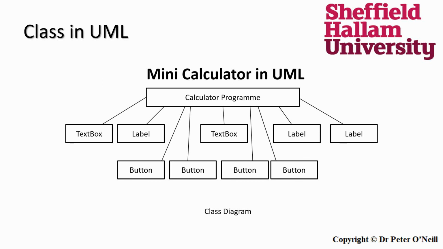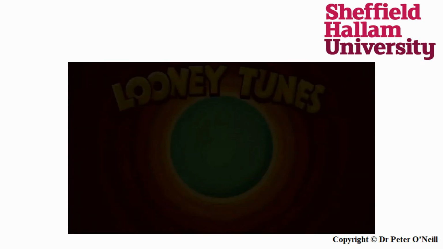And this is called a class diagram. So this gives you a very brief understanding of what classes and UML are all about. However, I may point out to you, it is only a very brief description.